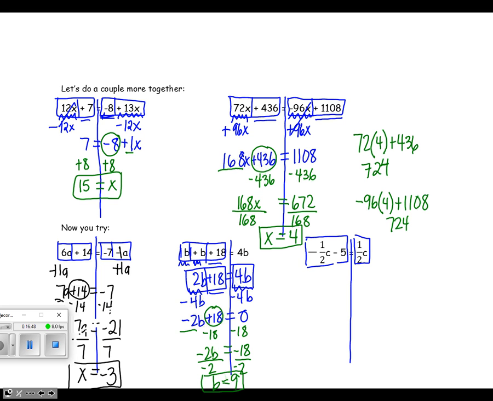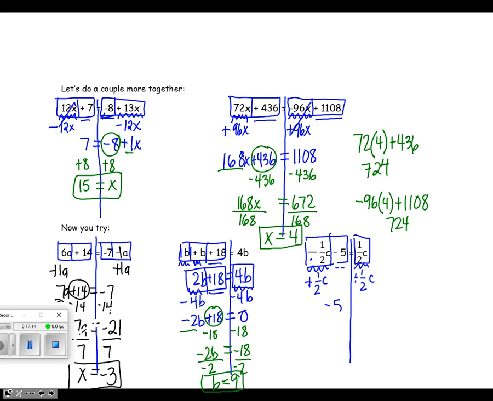All right. I know those fractions are freaking you out. Let's divide these up. I got a variable term, constant term, variable term. Nothing to combine on either side. But if I want to get rid of negative 1/2 c over here, how do I get rid of negative 1/2 c? I add 1/2 c to both sides.